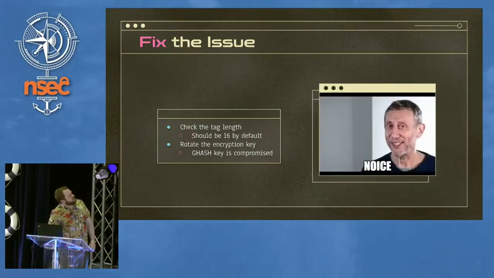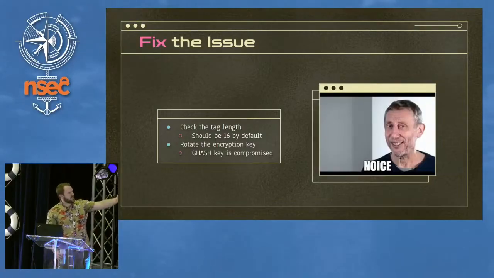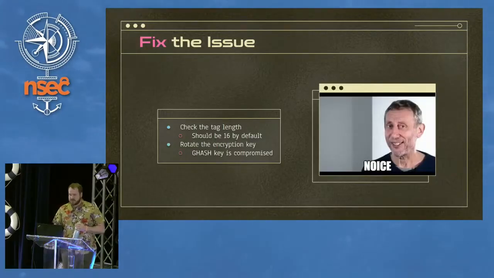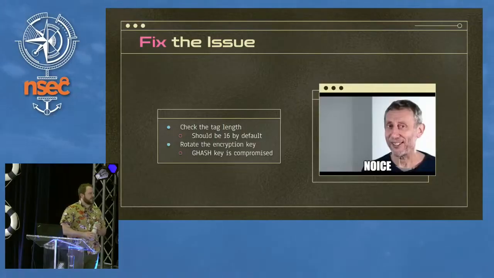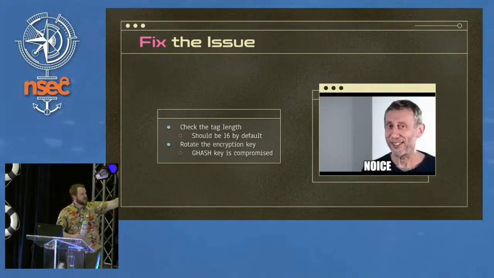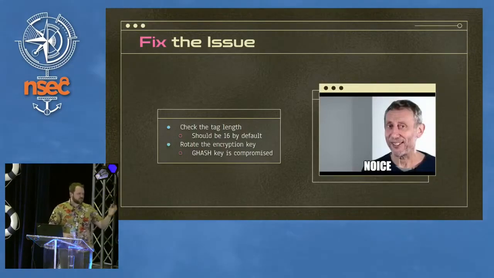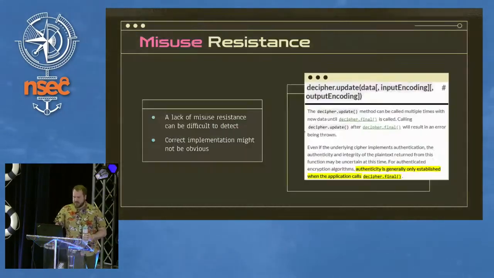So conclusion, how to fix that issue? It's quite easy. You check that the tag has a length of 16 bytes, and it should be 16 by default. And obviously, because the G-hash key has leaked, and it's derived from the secret key, even if you add the tag length check, you still have the G-hash key to compute actual tags of that length. So you need to rotate your encryption keys as well.